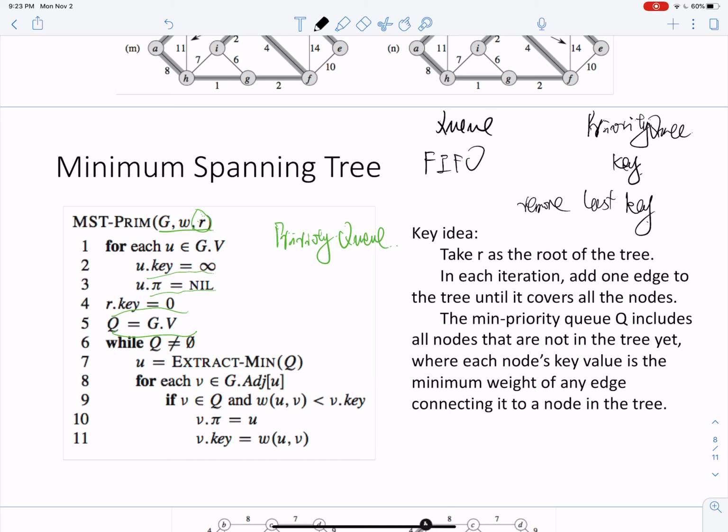Whereas for priority queue, it basically differs the... my daughter just woke up. I need to go check on her. Okay, it's fine.